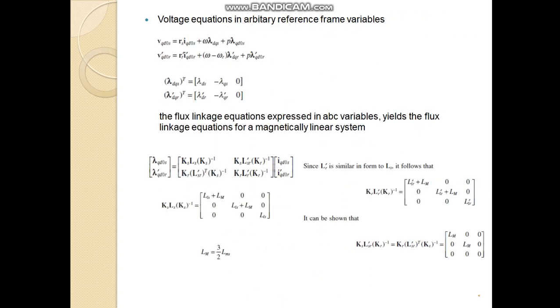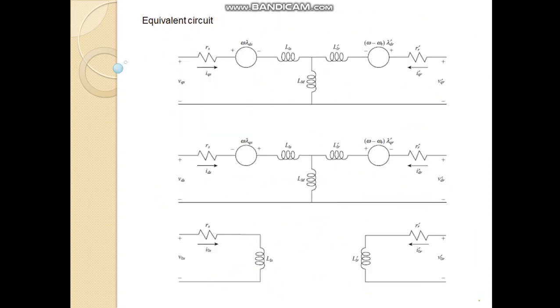The set of equations is complete once the expressions for the flux linkages are determined. Substituting the equations of transformation into the flux linkage equations expressed in ABC variables yields the flux linkage equations for a magnetically linear system. The voltage and flux linkage equations suggest the equivalent circuit shown in the figure.